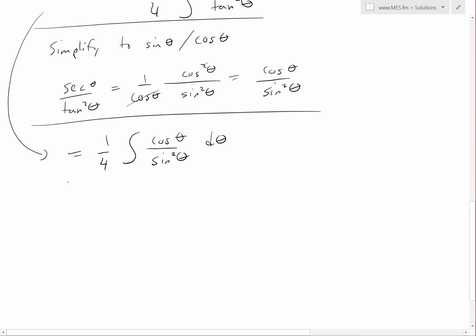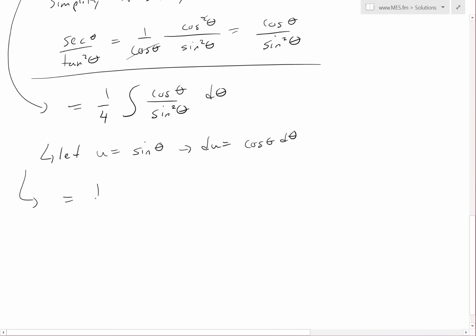Now that we have this, we change the variable again. Let u equal sine theta, and the reason for this is that du is just going to be cosine theta d theta. We do this so we cancel the top part. So this now equals 1 over 4 times the integral of the top part, which is du, and the bottom is sine squared theta, which is u squared. And now we can solve this integral. I'll just simplify this a bit further.